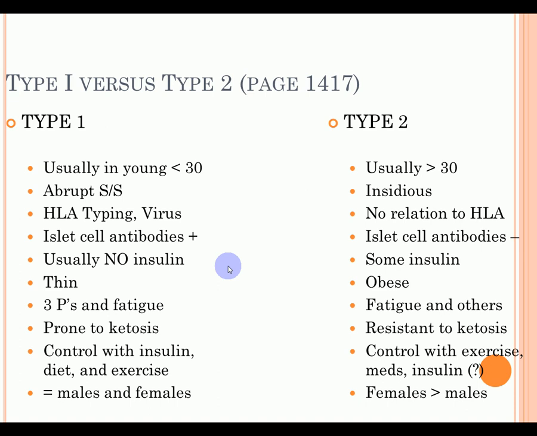ketosis. They're usually controlled with exercise, medications, and unfortunately with type 2, we are also seeing some of them having to be controlled with insulin. Females are affected greater than males. I'm not sure if they're saying there are more females that are obese, or I'm just kidding. There really are. But type 2 peaks again in your 50s, and about 20 to 30% end up on insulin, which is kind of scary.